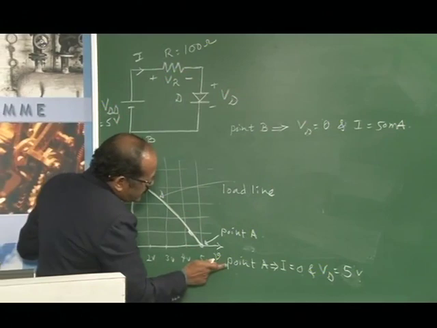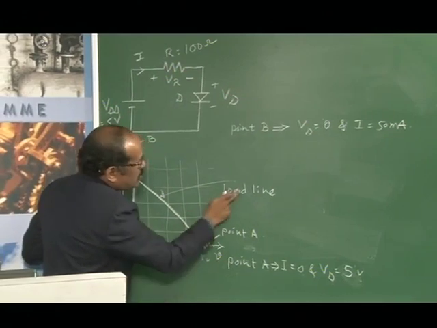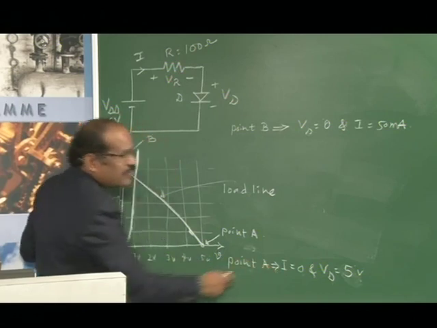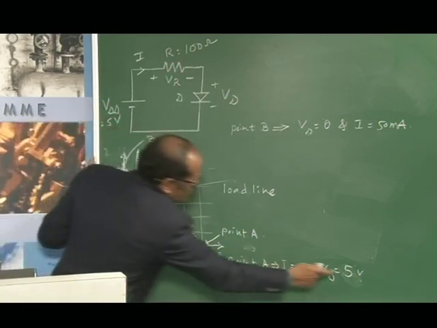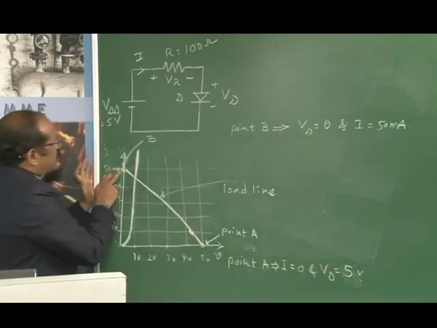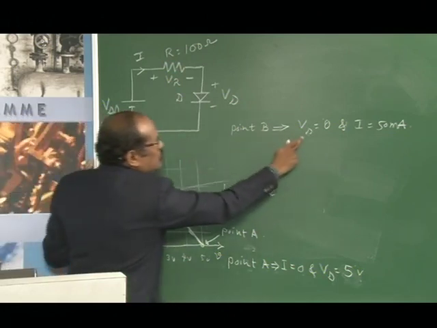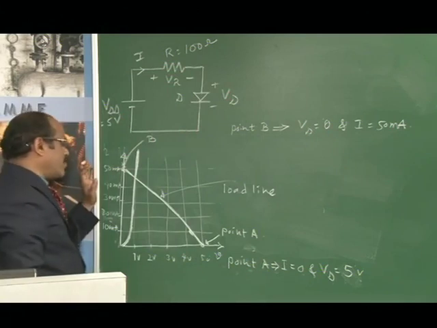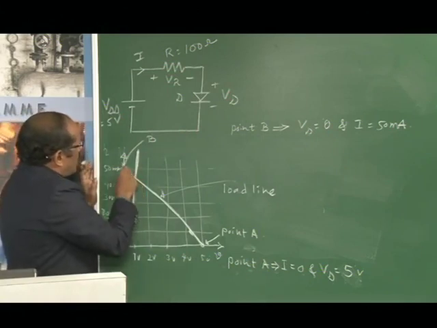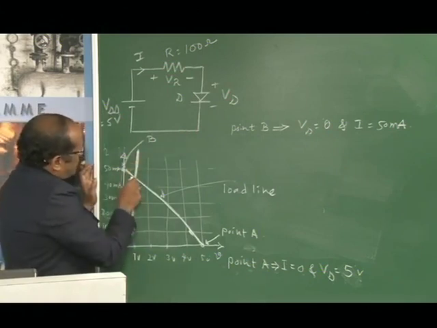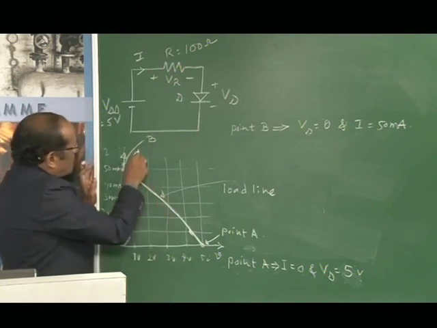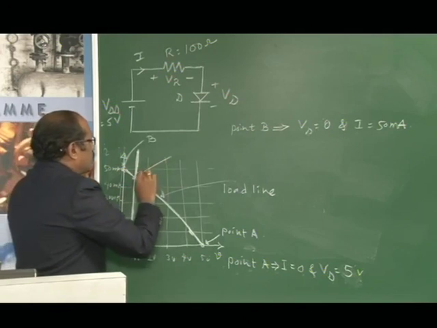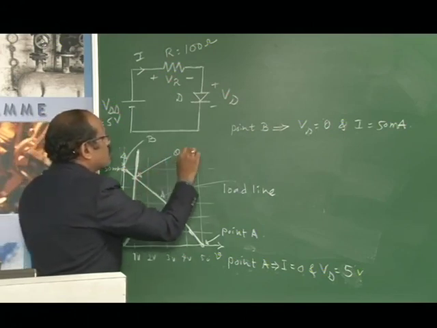The extreme points of this load line are point A, representing I equal to 0 and Vd equal to 5 volts, and similarly the other extreme point, point B, which corresponds to Vd equal to 0 and I equal to 50 milliampere. Then the intersection between this load line and the VI characteristics, this point, we call the Q point.